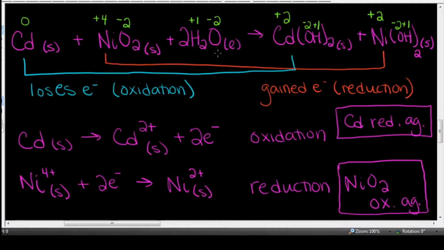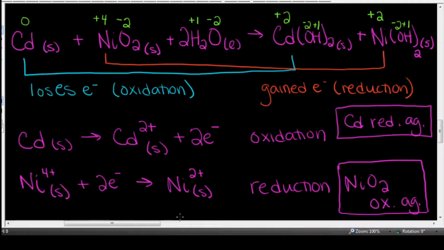And we can see here that the hydrogen and the oxygen in here, their oxidation numbers did not change. And so those were just spectators in this reaction. Now, we wouldn't have a net ionic equation here because everything here is solid or liquid, so we wouldn't typically write this as a net ionic equation. But if we wanted to see really the only things that were involved in the transfer of electrons, it would just be the cadmium and the nickel.